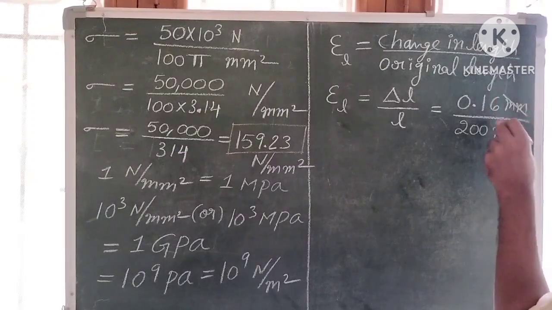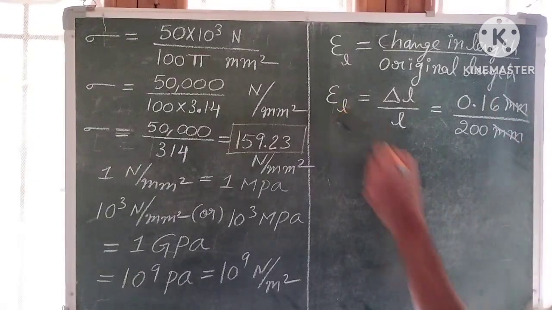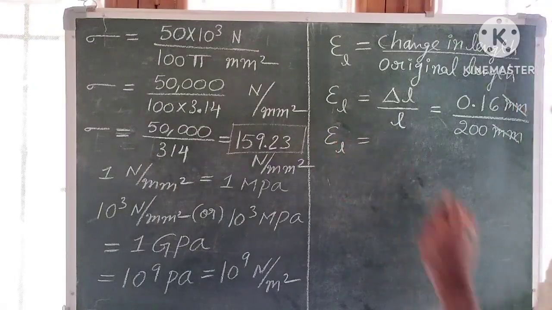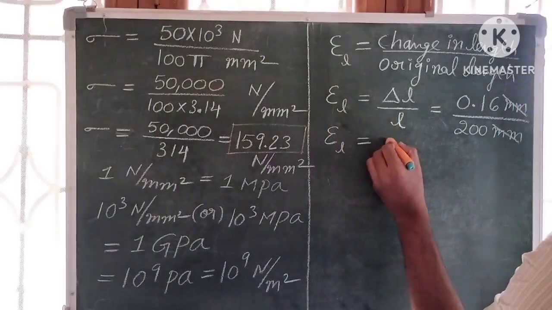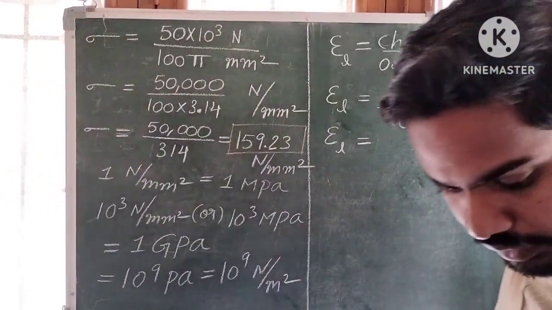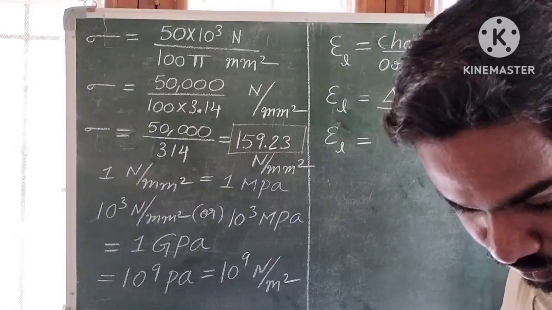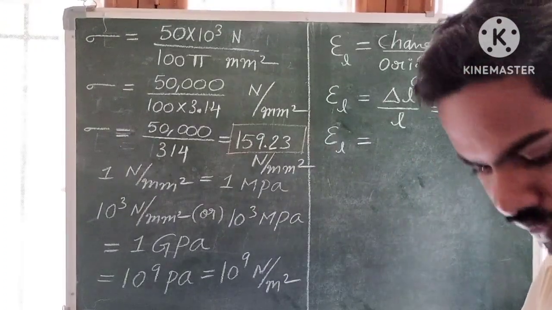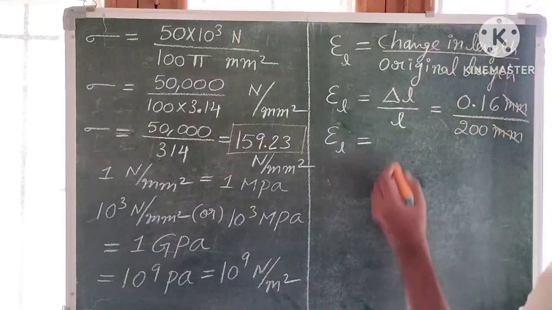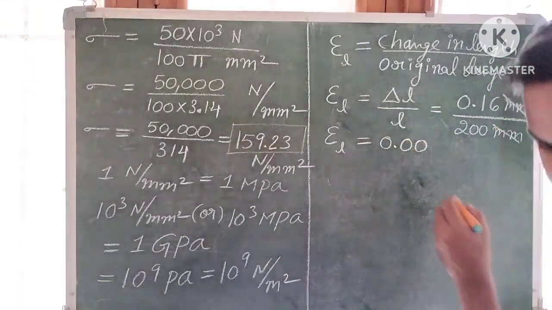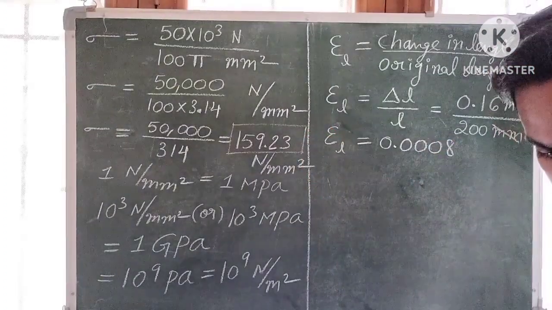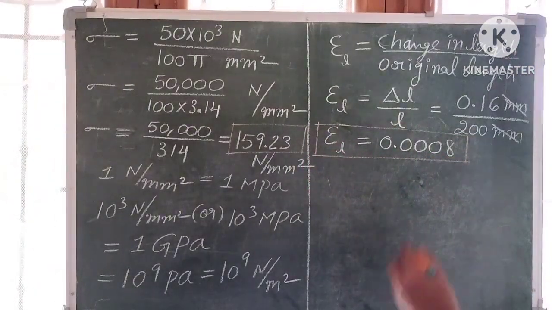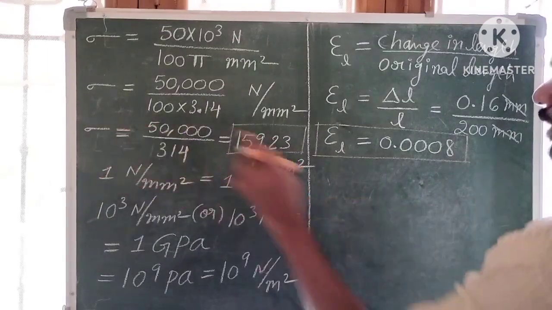So the mm get cancelled, so that's why strain has no dimensions, no units. So 0.16 by 200. Let us calculate this value. Use a scientific calculator. 0.16 divided by 200. So what is the answer? 0.0008. So strain is equal to 0.0008. Now we have stress and we have strain.